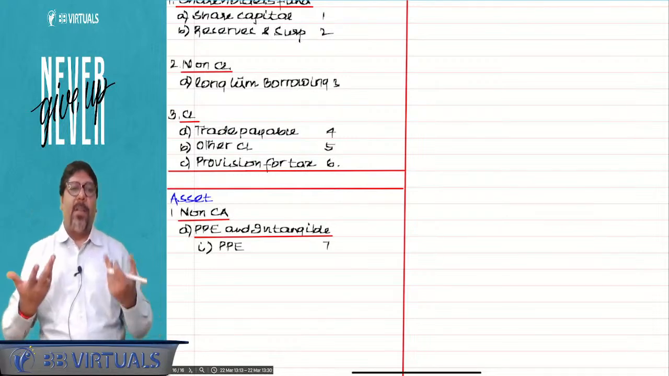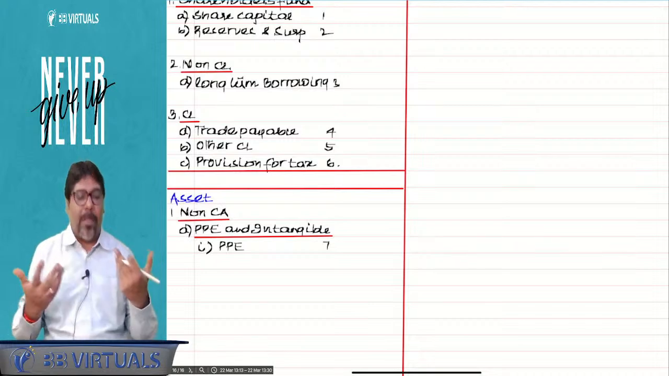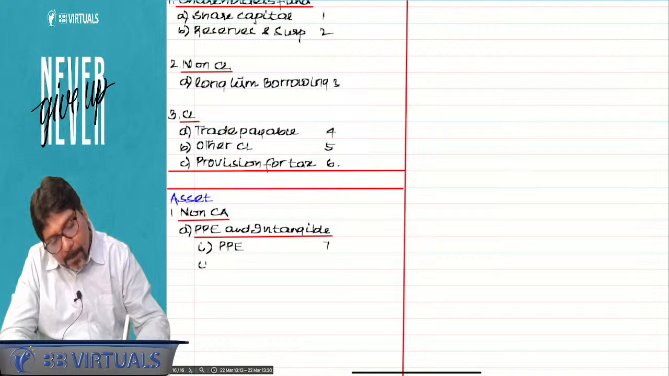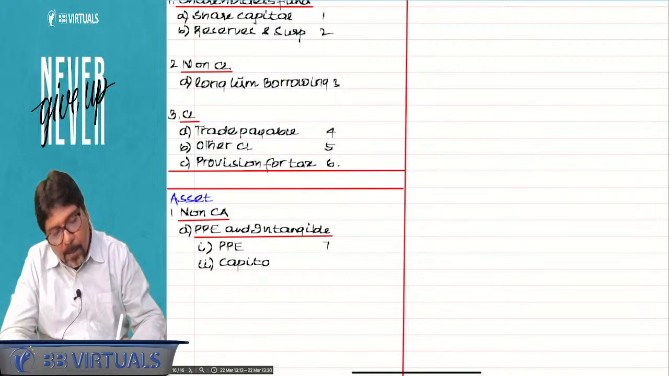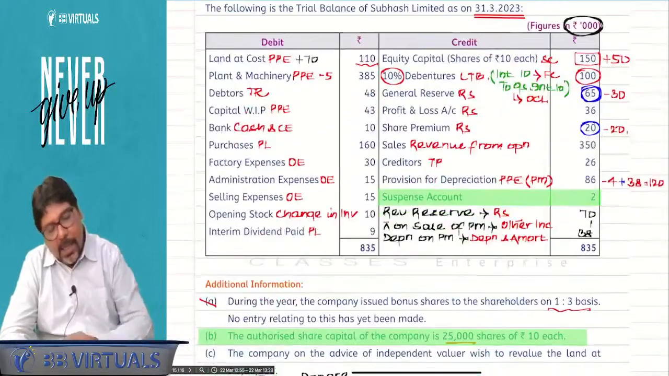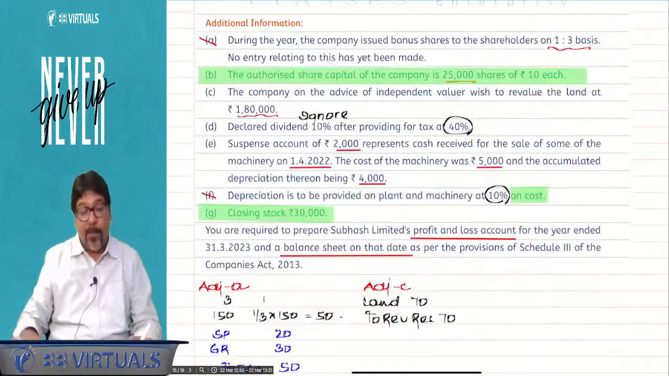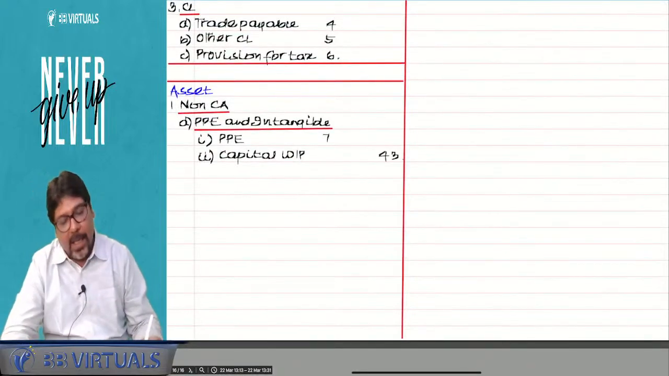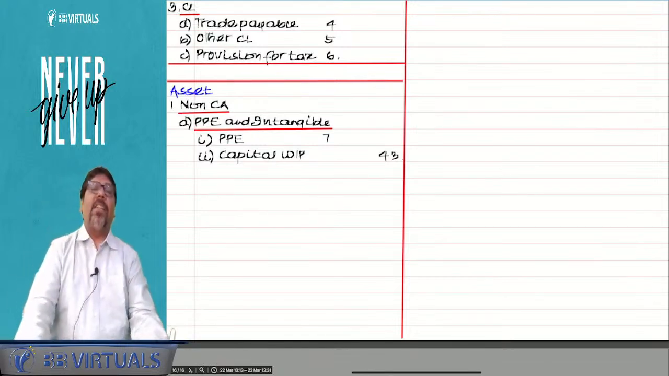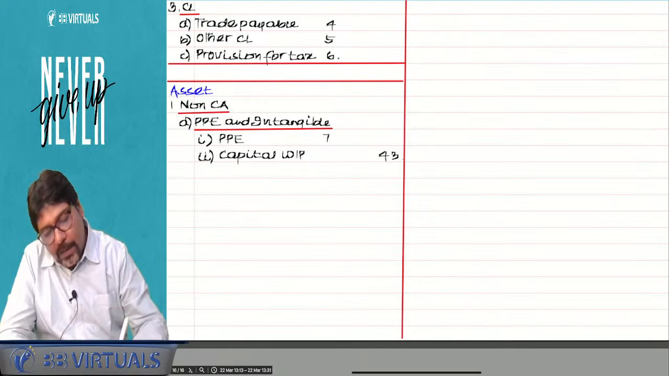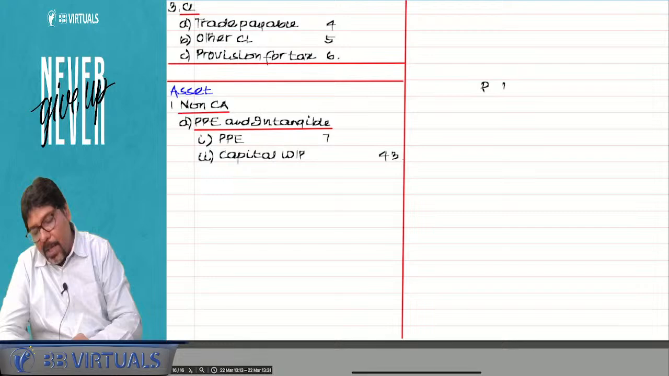Intangible assets: no trademark, goodwill, brand name, copyright, nothing was there. Capital work in progress was there. Let me write that directly. How much is it? 43. Correct? Yes. Then intangibles under development. Intangible is not there. So non-current assets.